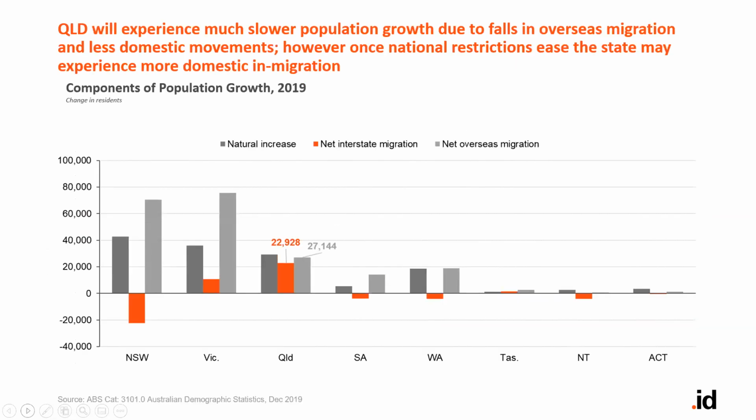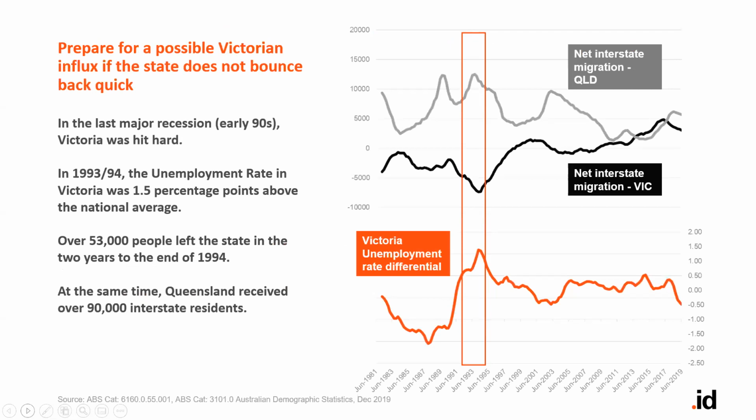So Queensland will also experience much slower population growth. However, once the national restrictions ease, we might start to experience more domestic in-migration. So you can see there, Queensland is much more reliant on net interstate migration than Victoria and New South Wales. We also, in terms of our net overseas migration, are a lot less vulnerable in that particular area. And what we saw in the 1990s when Victoria was hit hard in that economic recession, we tended to find that in Queensland, we had a significant influx of Victorians into our state.